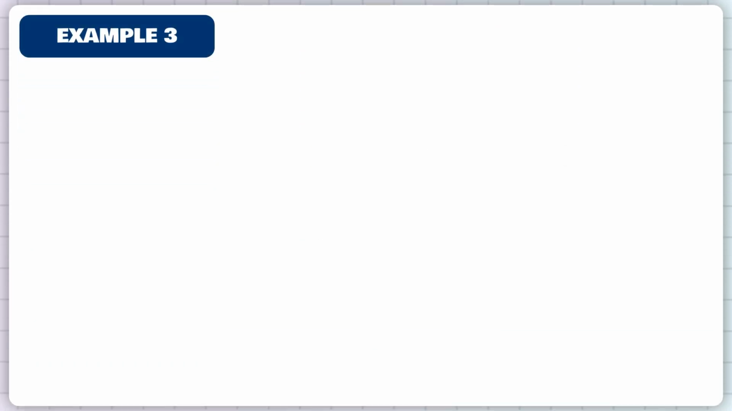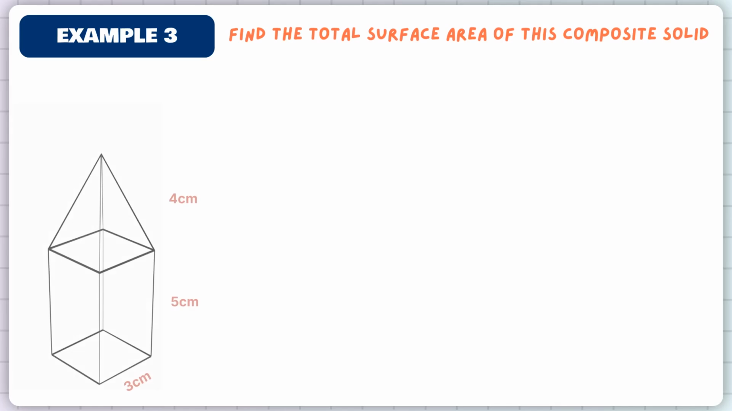Let's tackle another compound shape, but this time with specific lengths. Here we have a cuboid with dimensions 3 centimeters by 3 centimeters by 5 centimeters, and atop it a pyramid with a square base of 3 centimeters by 3 centimeters and a height of 4 centimeters.